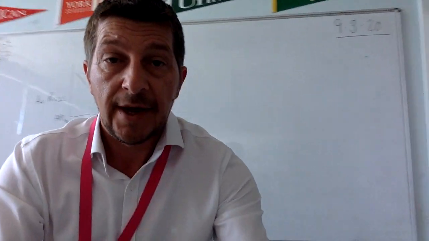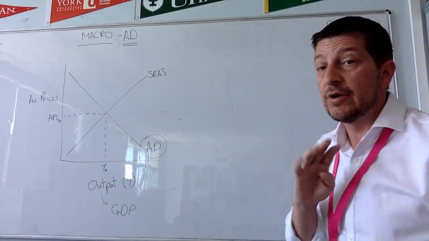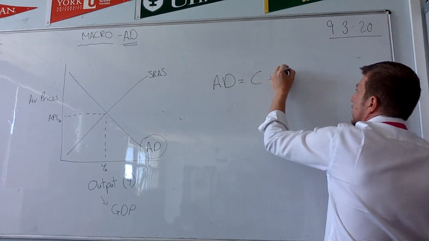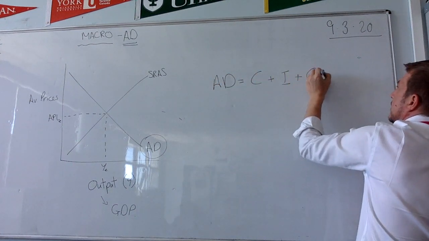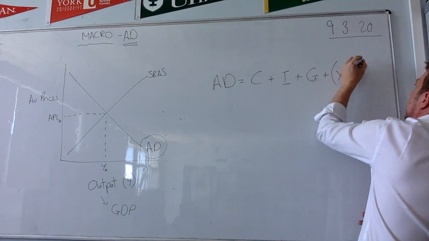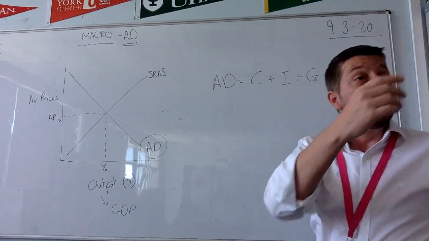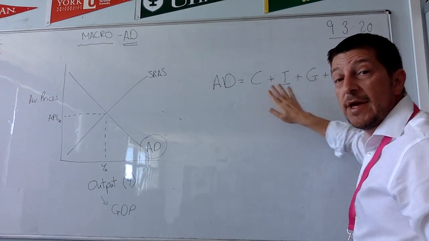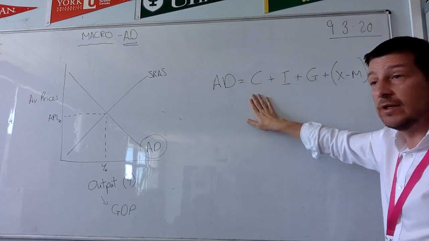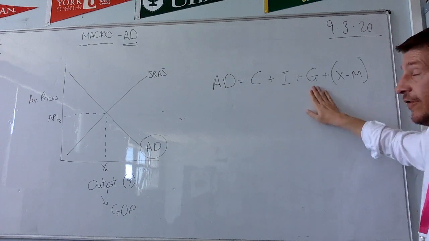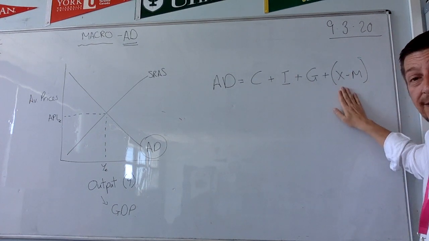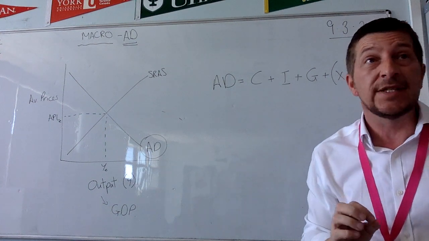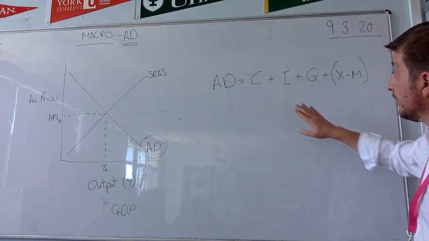Now aggregate demand is made up of four major components. So for me, I want to break this down into these four major components. We've got consumption, investment, government spending, and net exports. Okay, and we'll look at these in just a slight bit of detail. So, consumption.